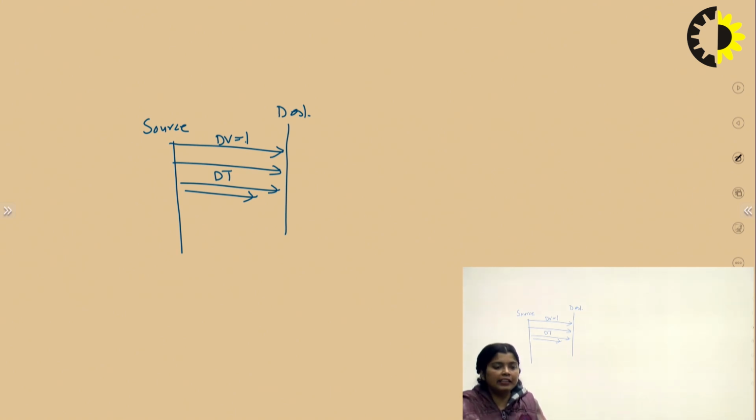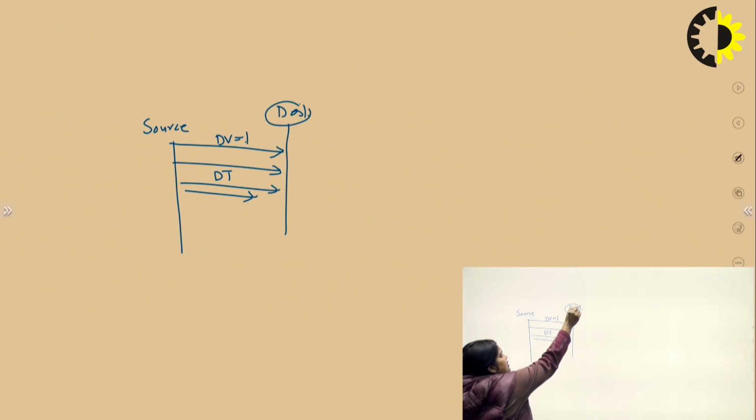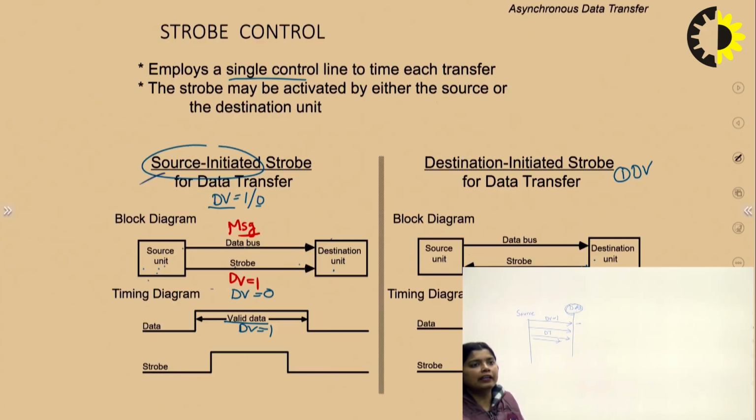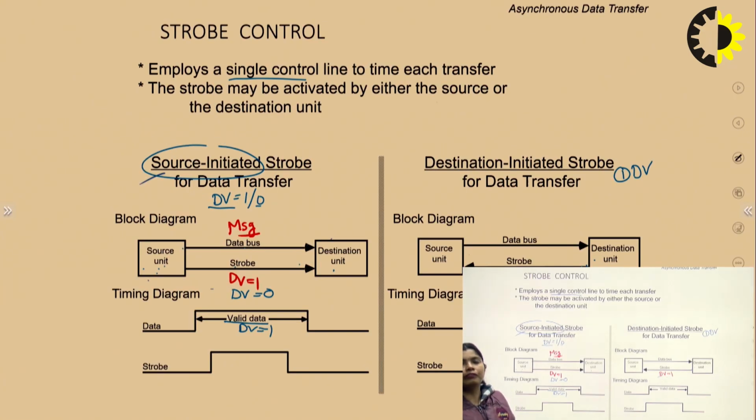We don't have any method to know that the destination has received this dv, because there is no acknowledgement from the destination side. So that is the main drawback in the Strobe control, whether source initiated or destination initiated. At the start, the source unit transfers the data with dv equal to 1. I have data, I want to communicate. Then they transfer the data to the destination. But from the destination, there is no acknowledgement at all.